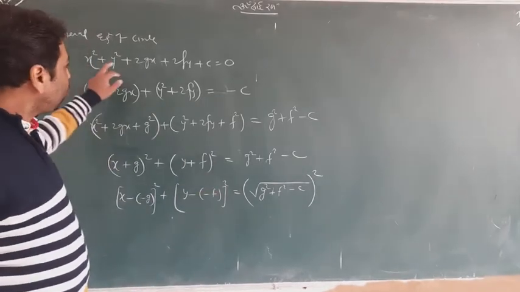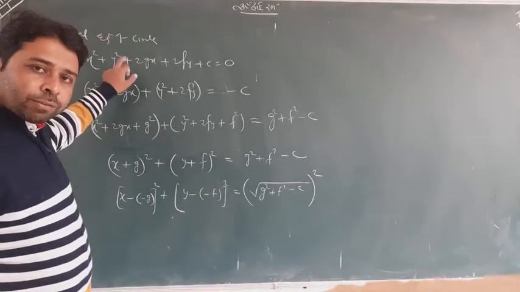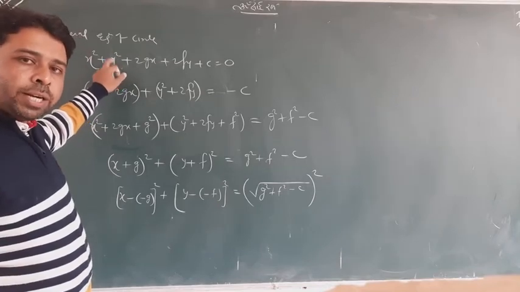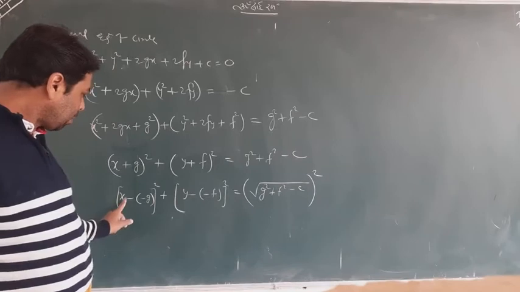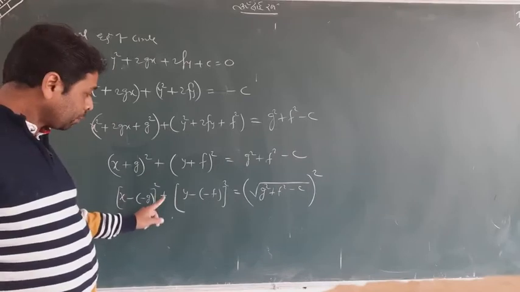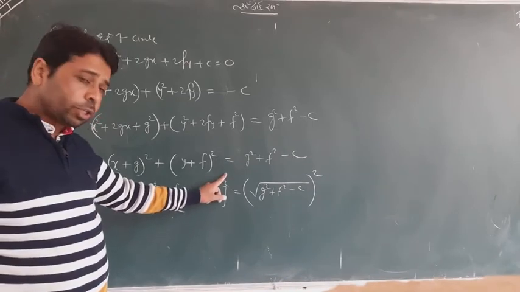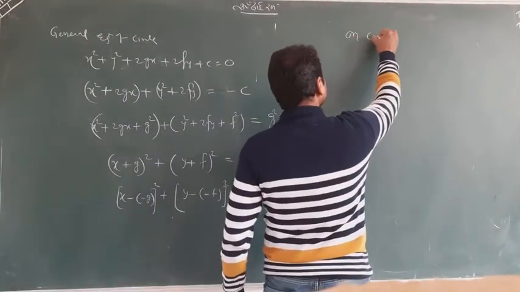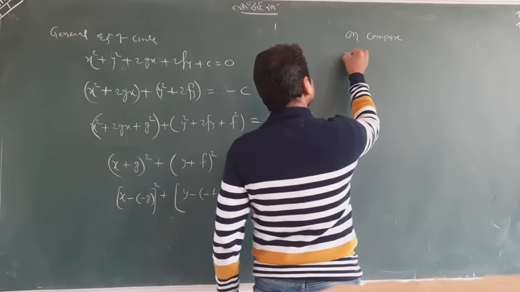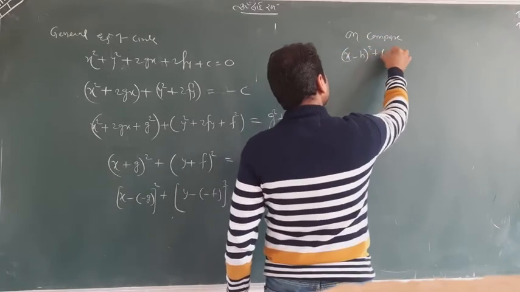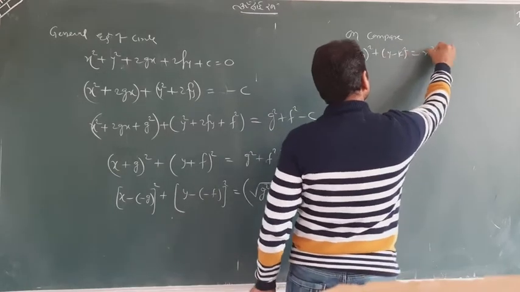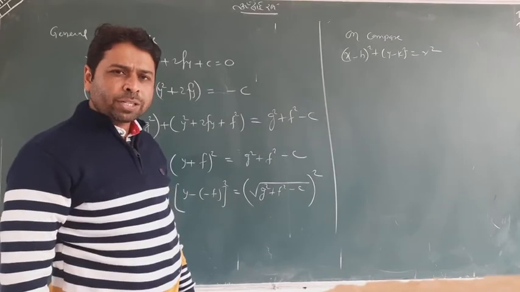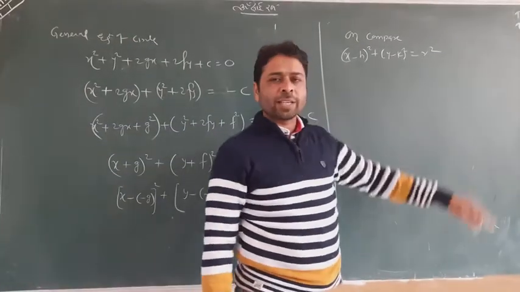Because I wanted to find the center and radius of this particular general equation of the circle, and I converted it to the format x minus h whole square plus y minus k whole square equals radius square. When you compare it with the equation x minus h whole square plus y minus k whole square equals radius square, you will come to know that it is the ideal equation. You have already studied that, where (h, k) is the center and r is the radius.